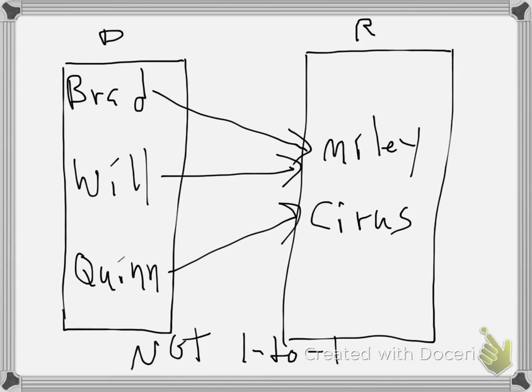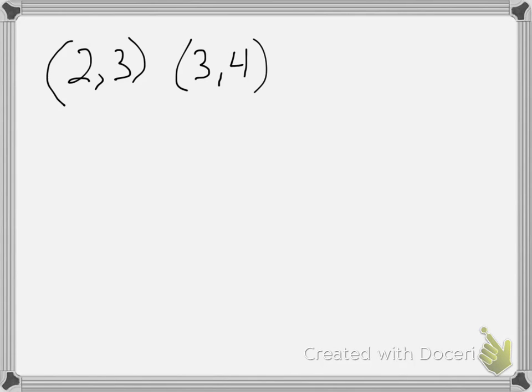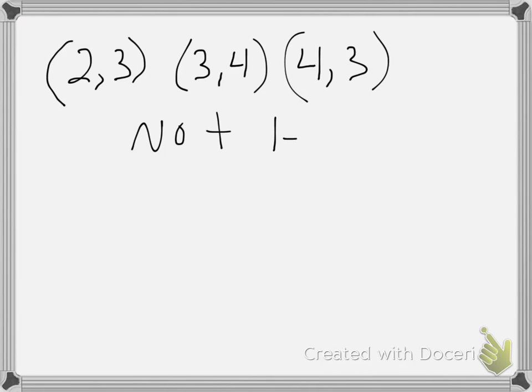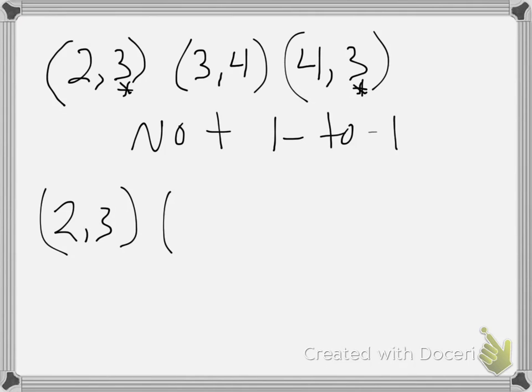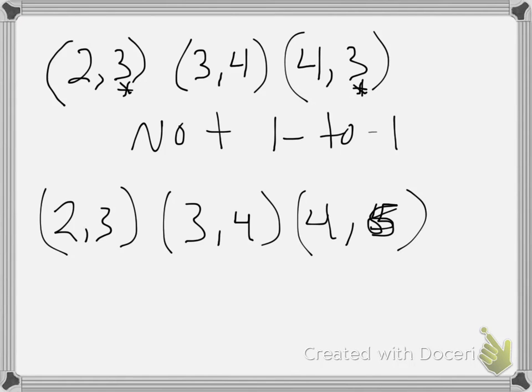Now we could look at an ordered pair as well. Something like 2, 3, 3, 4, 4, 3. Okay, this is not 1 to 1, right? Because the 3 is repeated. But something like 2, 3, 3, 4, 4, 5, where every input has its own unique output, that is 1 to 1.